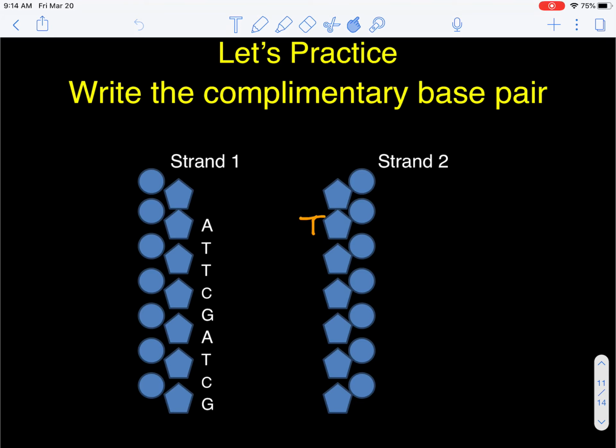I did the first example for you. You see that you have strand 1 and you have strand 2. A is always going to bind with T. T is going to bind with A. G is going to bind with C. And C is going to bind with G. So I did the first one. I want you guys to also do this. This is good practice on writing complementary base pairs.